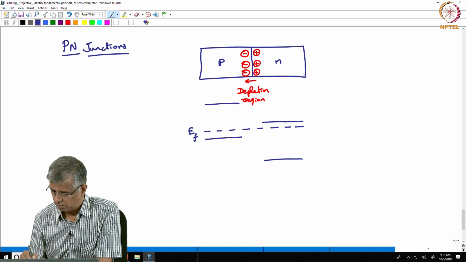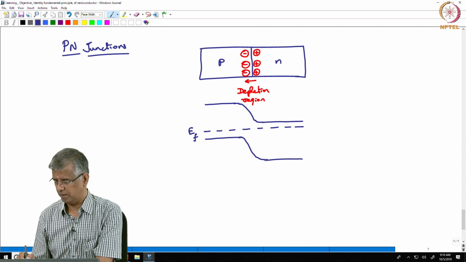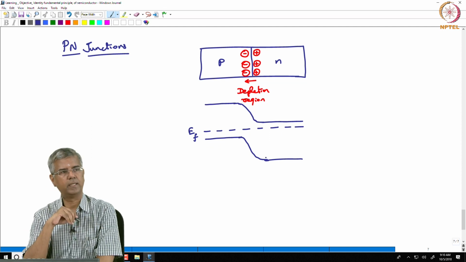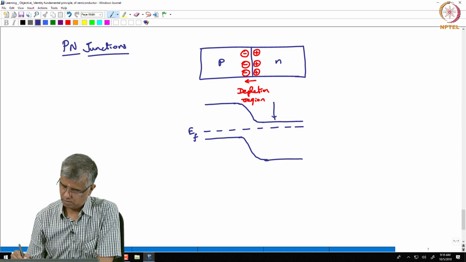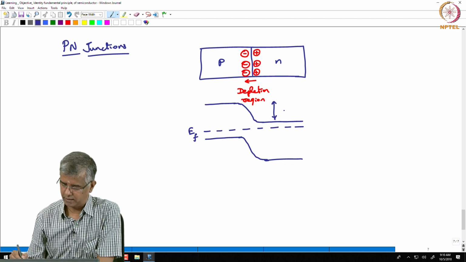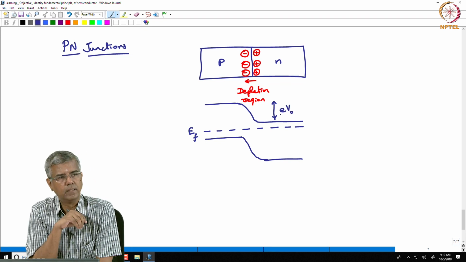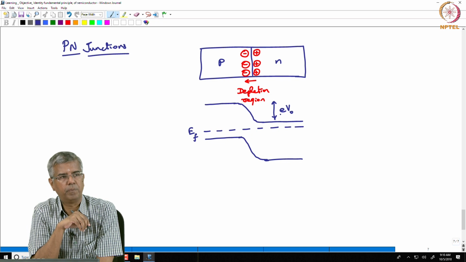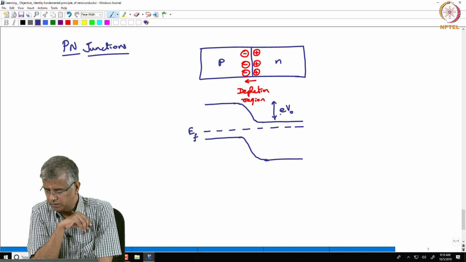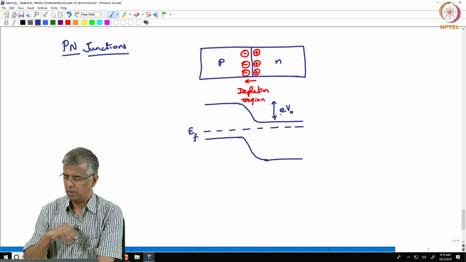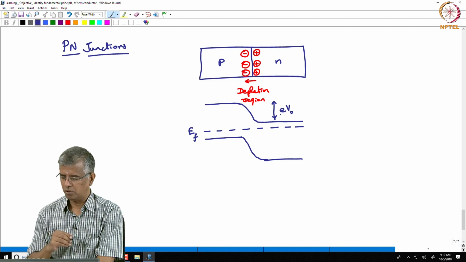So what you have here is a barrier that is created. This barrier here can be represented as the electronic charge multiplied by a certain voltage V naught. Okay.